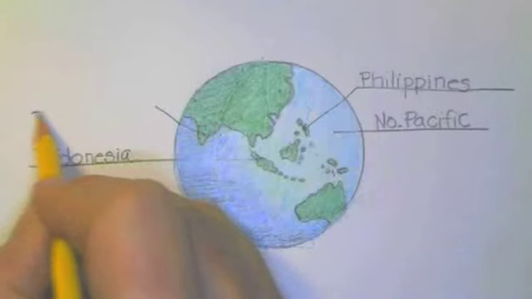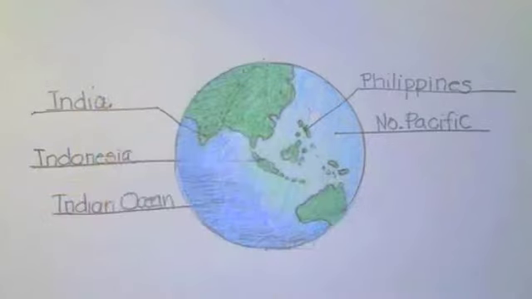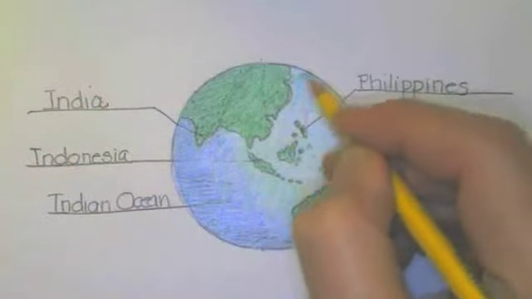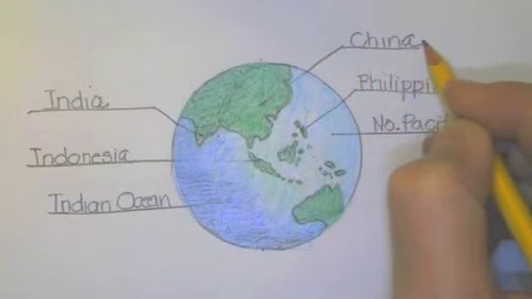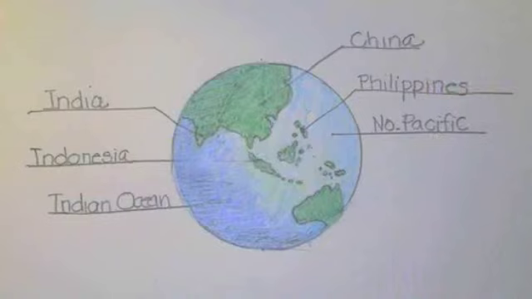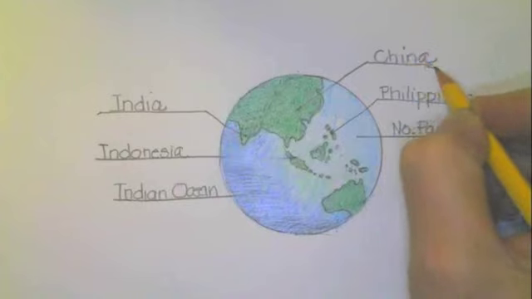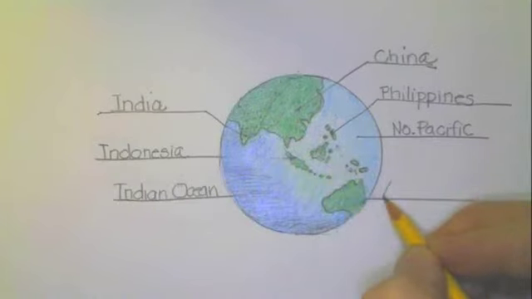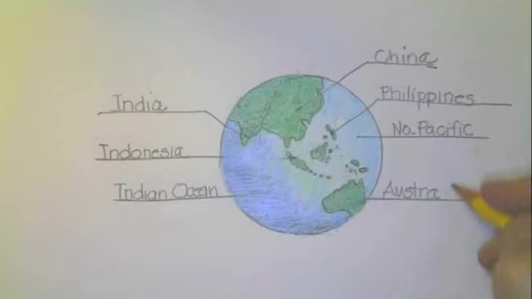And just because it helps me really find out where things are, we're going to label that as India down there. It just helps me kind of locate things. I-N-D-I-A. So India's there. And we'll put China as there. C-H-I-N-A. China is up in that area. And here's Australia. A-U-S-T-R-A-L-I-A. So we've got the oceans.